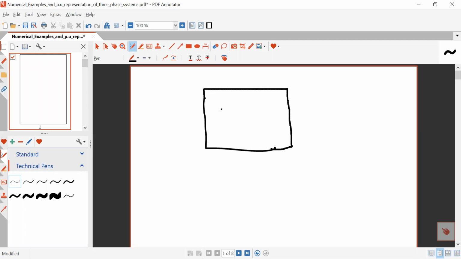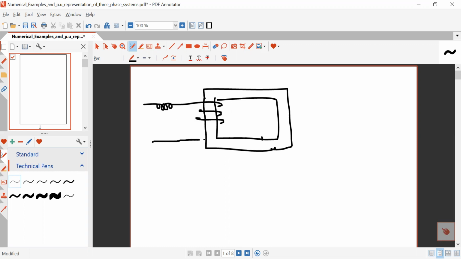Suppose this is a transformer, and this is the primary winding of the transformer, and the primary winding has N1 turns, and this one is the secondary winding of the transformer, and the secondary winding has N2 turns. X1 and X2 are the leakage reactance of the transformer.